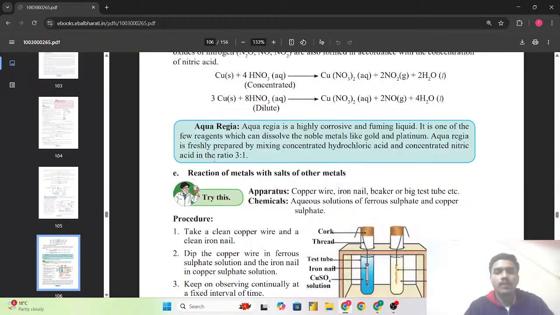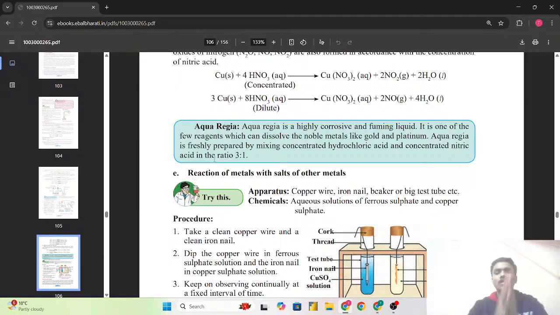Next, we are having the aqua regia. So, aqua regia is a highly corrosive and fuming liquid. It is one of the few reagents which can dissolve the noble metals like gold and platinum. Aqua regia is freshly prepared by mixing concentrated hydrochloric acid and concentrated nitric acid in the ratio 3:1.